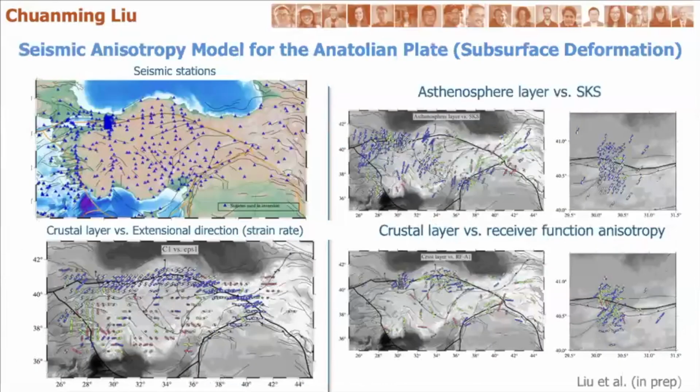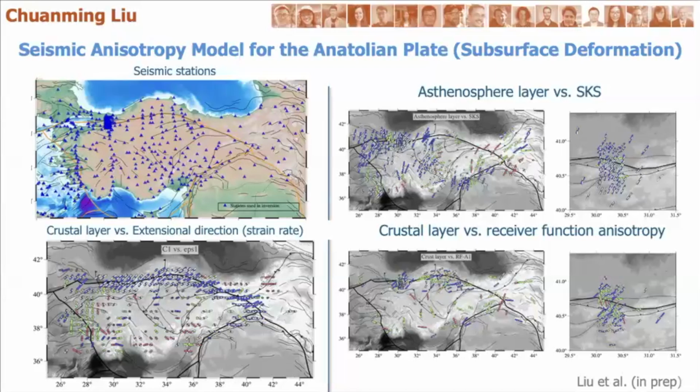Next, please, thank you. So over here, we generate a seismic anisotropy model, using the seismic stations distributed across the whole Anatolian plate, and we have a 3-layer model. It's an ongoing project right now, so to generate a comprehensive seismic anisotropy model, we're trying to include as much information as possible. Here, we're comparing our seismic anisotropy model with the SKS in the third layer in the asthenosphere, and the blue color means they're consistent with each other.